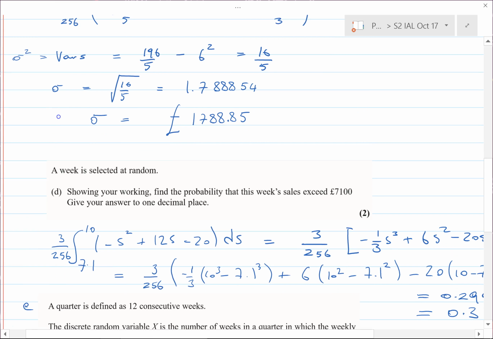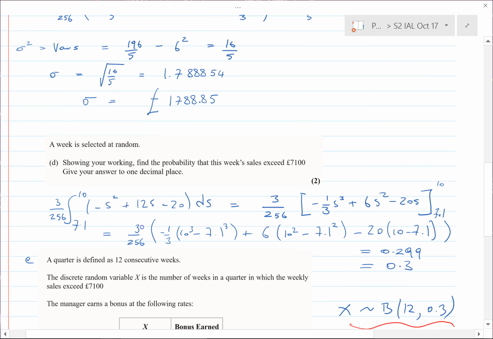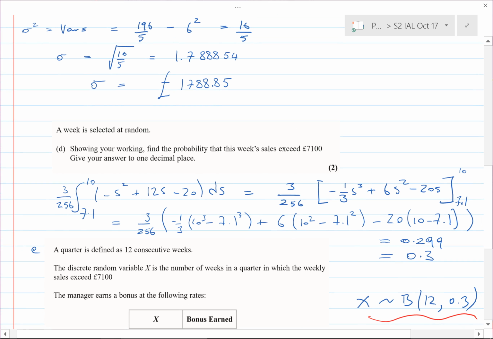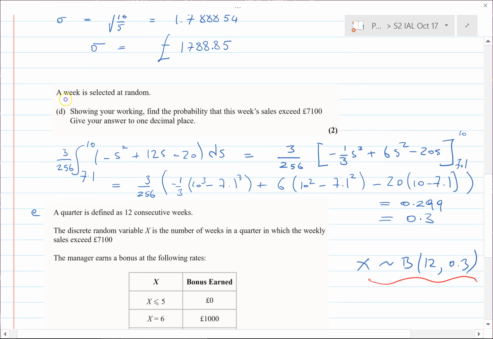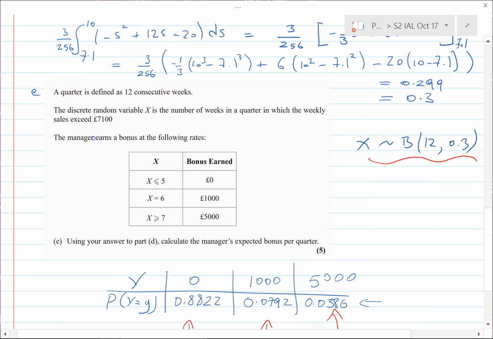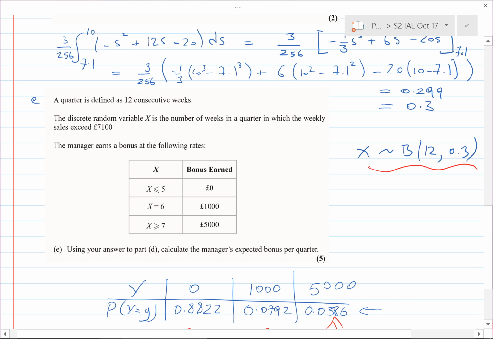Okay, and then question D, again a little bit repetitive. It was to work out the weekly sales exceed 7,100. Well, if they exceed, because they can't be more than 10,000 anyway, more than 10, we're integrating the PDF between 10 and 7.1. I did find, as I say, this question quite repetitive. Okay, question E. Right, now this is a little bit unusual.